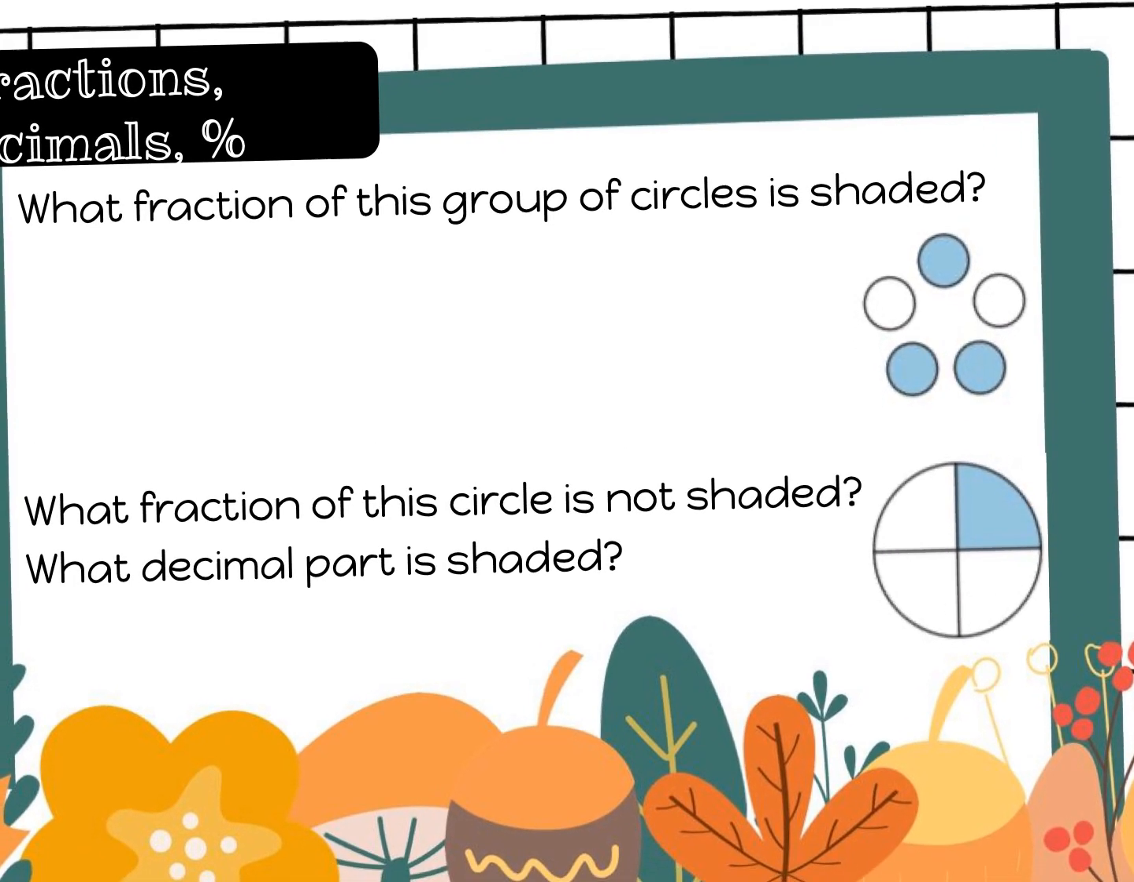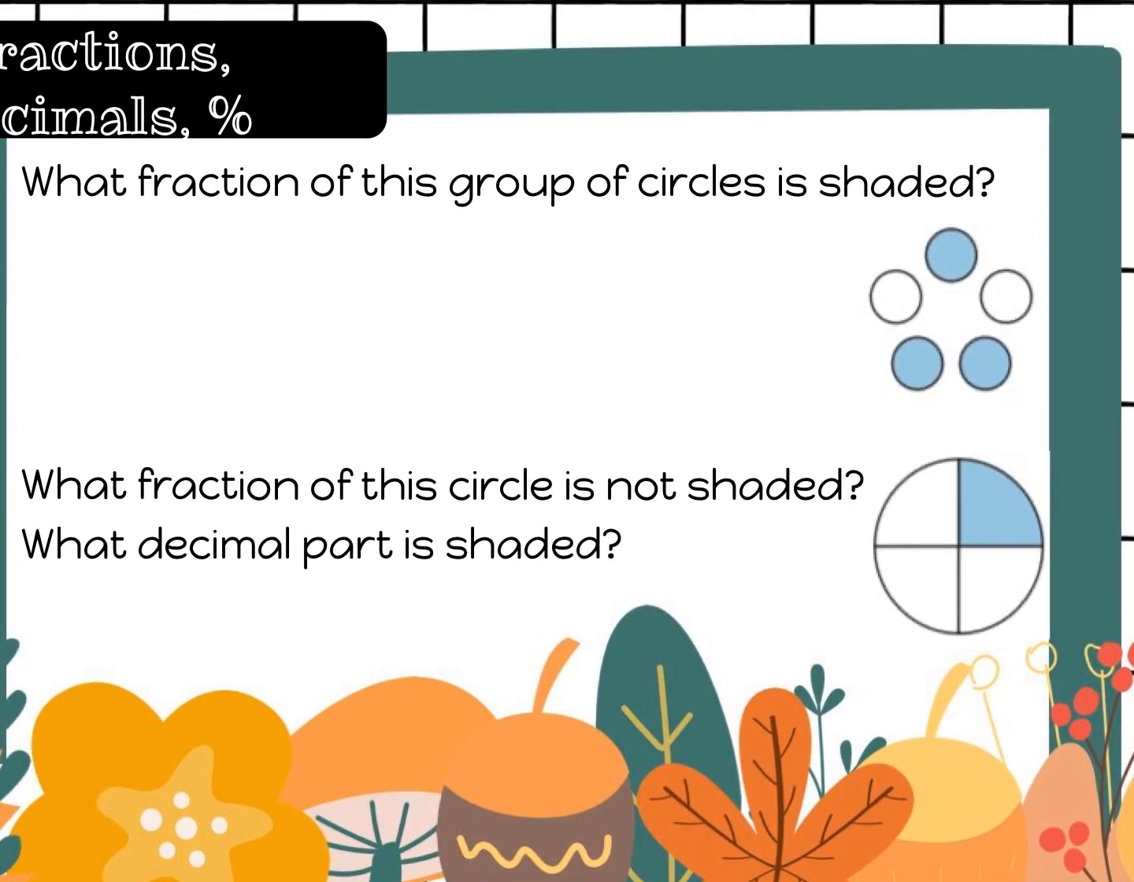Look at just the group of circles. 3/5. How do you know? Because 3 of the 5 are shaded. Good. So this one should be 3/5, and that's because I have 5 total circles and 3 of the 5 are shaded. What fraction of this circle is not shaded? Raise your hand. Savannah? 3/4.